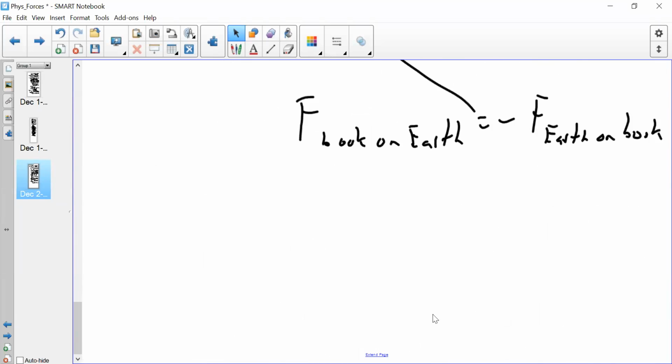Any questions on Newton's second law? F net equals ma. Once we know the force, we can figure out the acceleration. Once we know the acceleration, we can figure out the force, things of that nature.